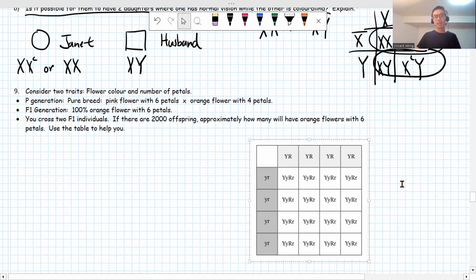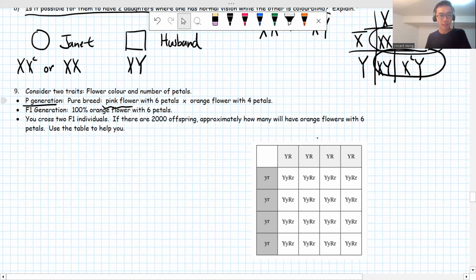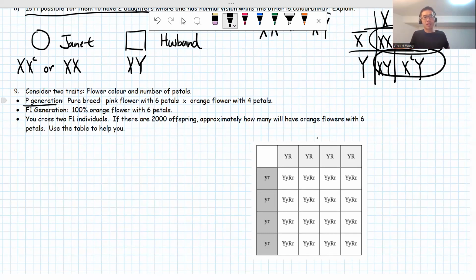All right. So this is what you were saying, right, Mohammed? That when we can use the 9-3-3-1. Consider two traits: flower color and the number of petals. P generation, pure breed: pink flower with 6 petals, and orange flowers with 4 petals. So basically we have two traits here: pink or orange, that's flower color, and 6 petals or 4 petals.